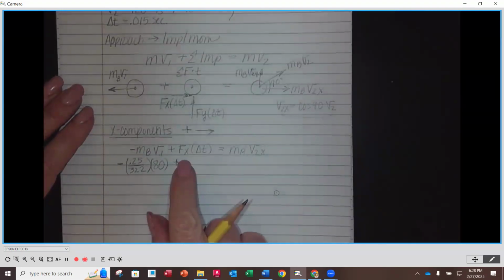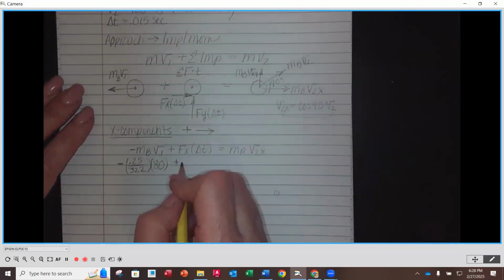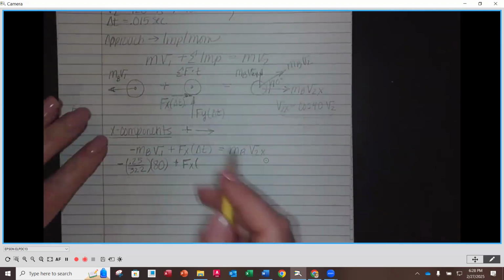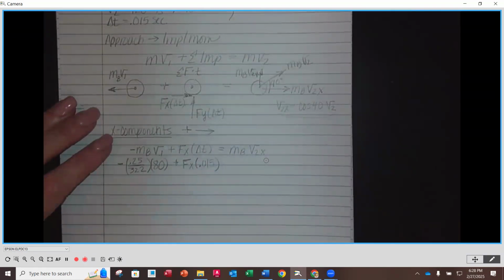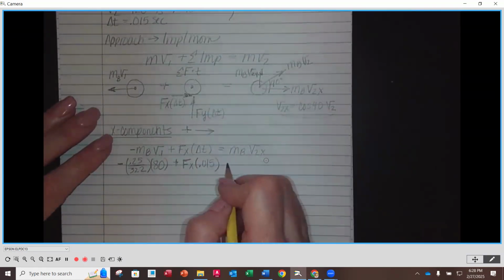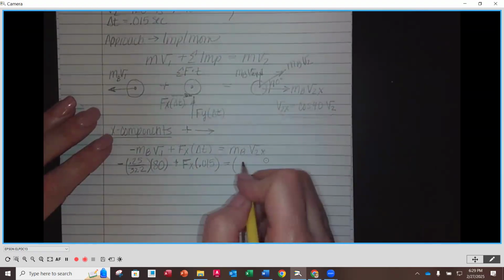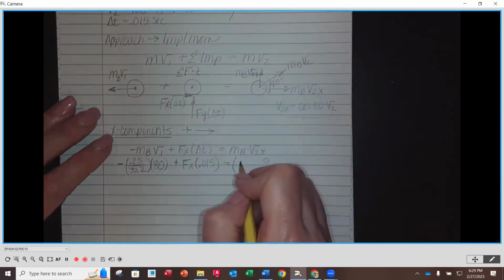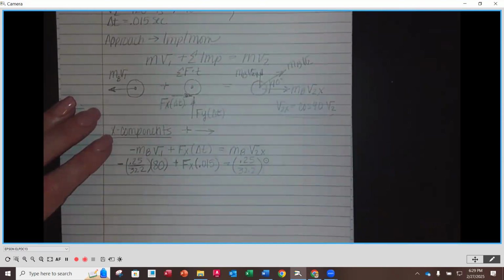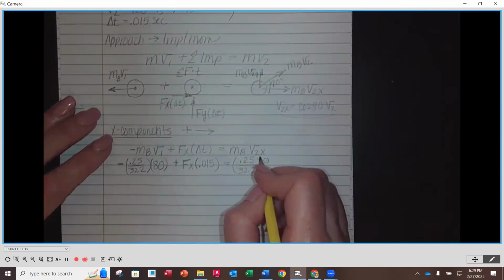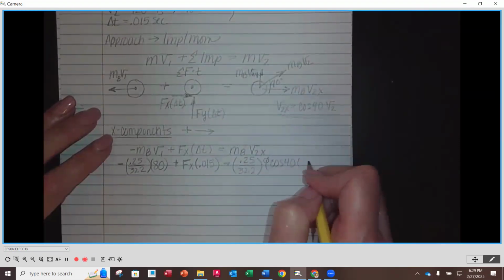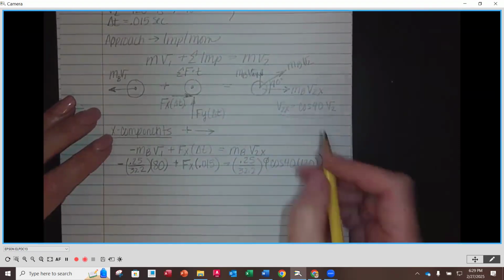Plus Fx. We don't know what Fx is, so that's just going to stay Fx. And the time that it's in contact is 0.015 seconds. So it's going to be our unknown, equal to the mass of the ball. Again, it is going in a positive direction, so don't put a negative in front of it this time. This is going to be, again, 0.25 divided by 32.2 times velocity 2x component. So this is going to be the cosine of 40 times 120.